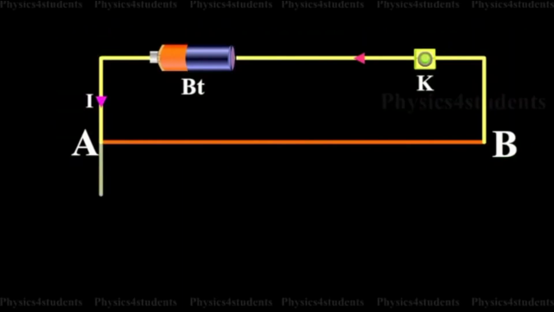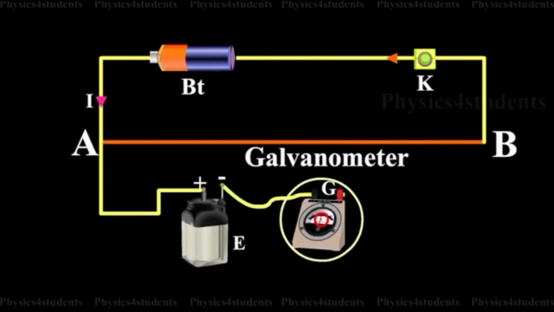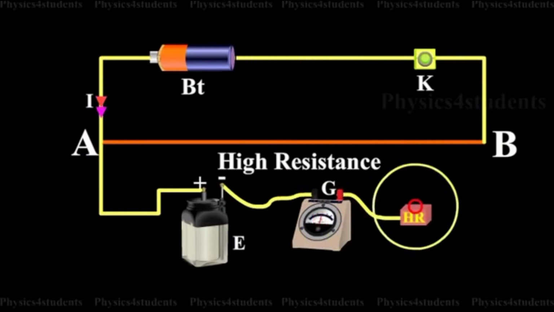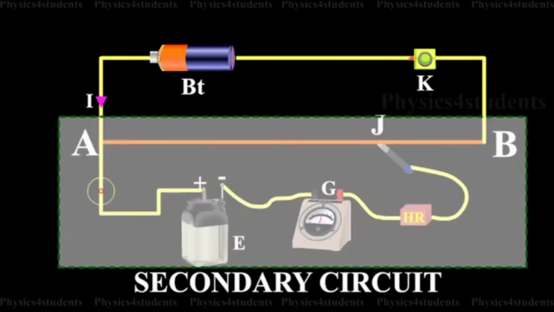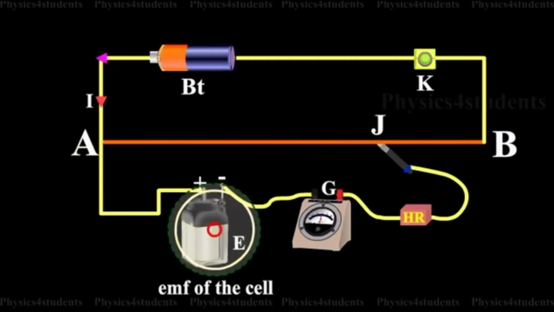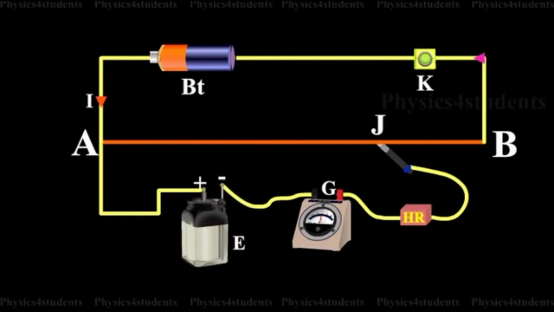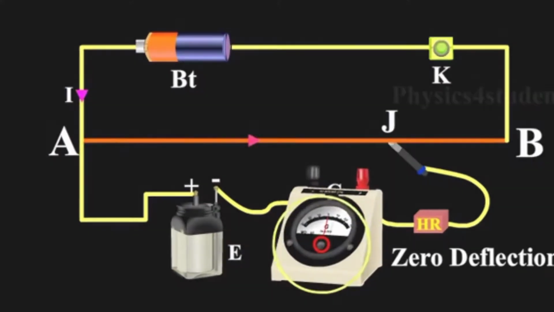A primary cell is connected in series with the positive terminal A of the potentiometer, a galvanometer, high resistance, and jockey. This forms the secondary circuit. If the potential difference between A and J is equal to the e.m.f of the cell, no current flows through the galvanometer. It shows zero deflection.